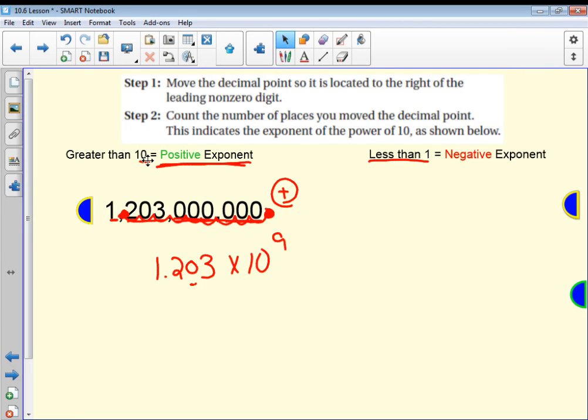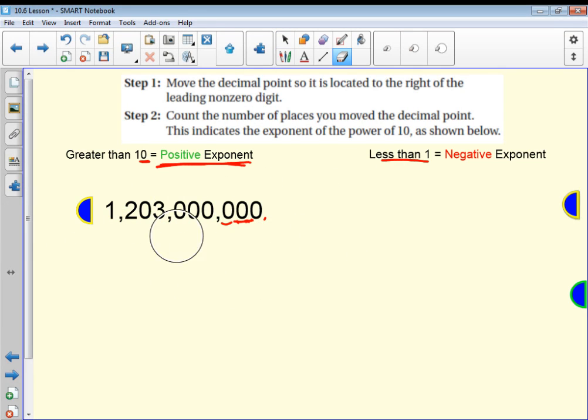So first of all, identify whether your exponent's going to be positive or negative. That's when we look at it and say, it was greater than 10, that's a good thing. It's less than 1, that's a bad thing. And then we're going to move our decimal, okay? So we need to have one non-zero number to the left of the decimal. So the non-zero number is 7. So I'm going to put my decimal right there. See how it's to the left?